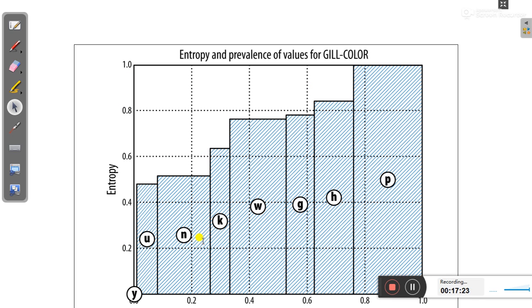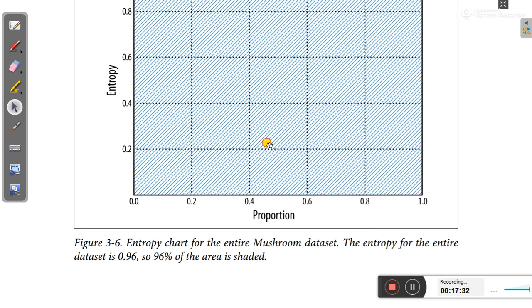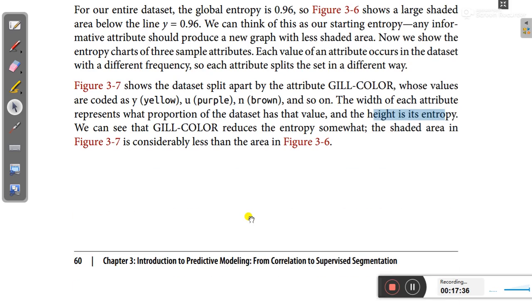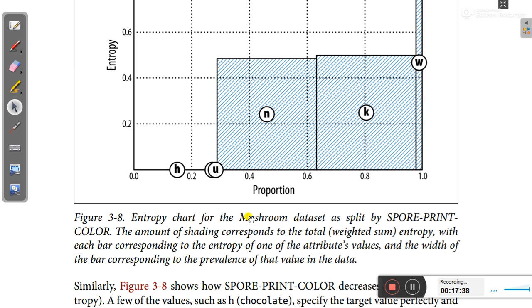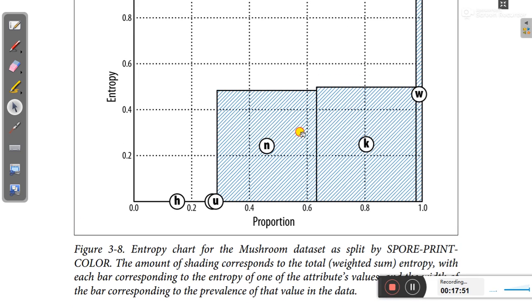So here you can see this attribute, this whole shaded area is less than this one. So there is a difference between 3.5, 3.6 and 3.7. Now this is again the entropy chart for the mushroom data set split by spore print color. So there is another attribute. We can see this attribute, this is the part.